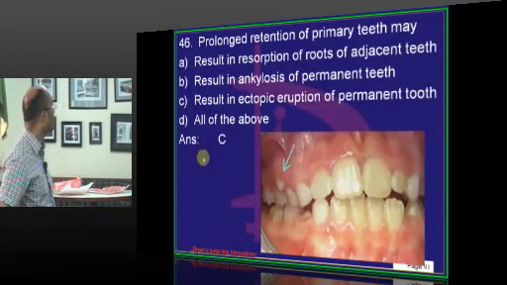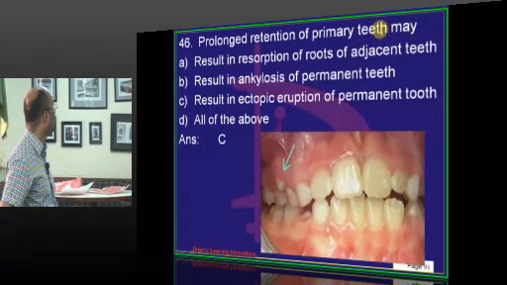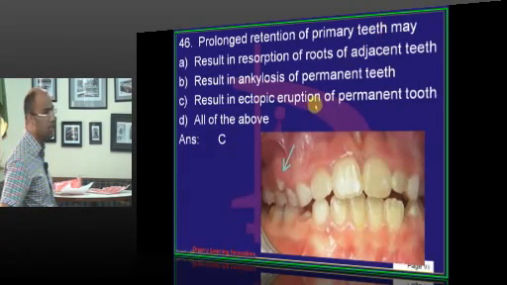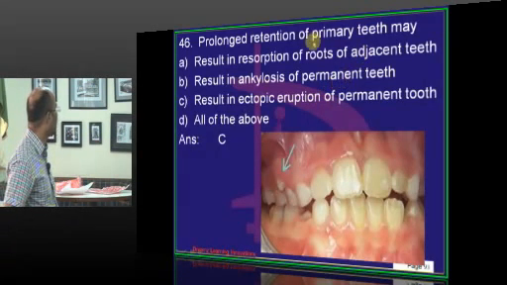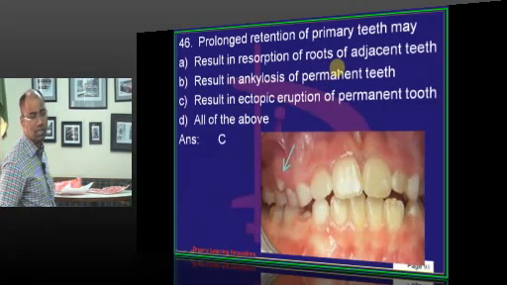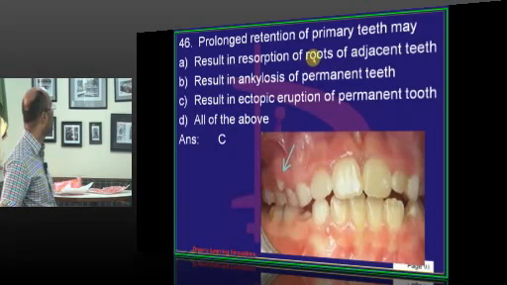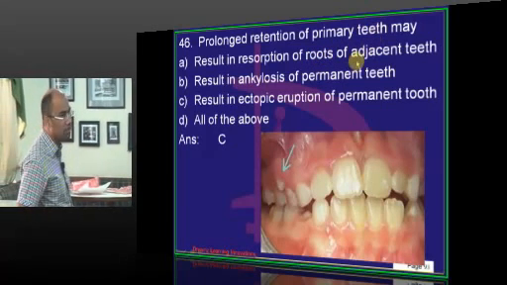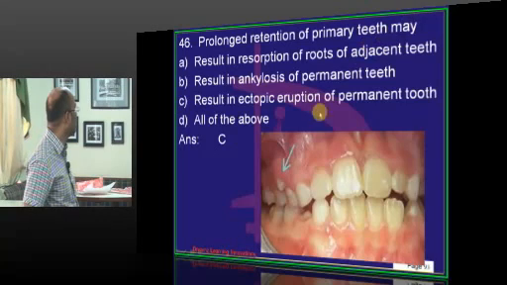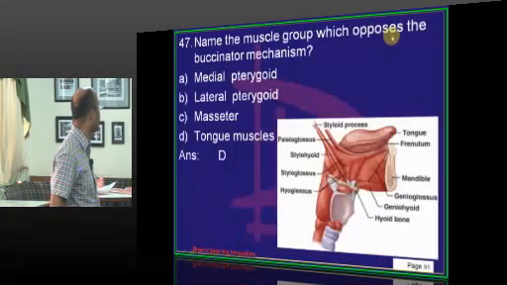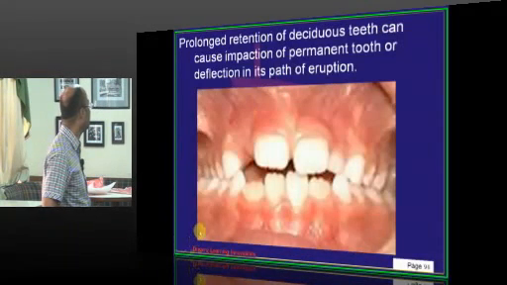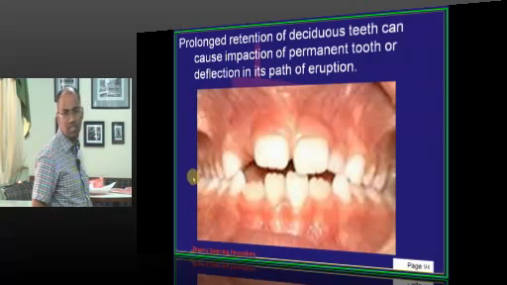Prolonged retention of primary teeth may result in, what will it result in? Obviously, it will result in ectopic eruption of the corresponding or succedaneous teeth. Okay. Ankylosis of permanent teeth? Not at all. For ankylosis, there should be no periodontal ligament, isn't it? The moment there is periodontal ligament, the tooth will erupt. Why will the tooth ankylose? And then resorption of the roots of the adjacent tooth. Why will it resorb adjacent teeth roots? It will not. So the option is there will be ectopic eruption of the permanent teeth. So prolonged retention of the deciduous teeth can cause impaction of the permanent tooth and deflection in its path of eruption.